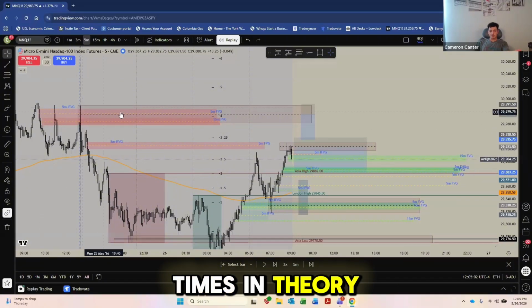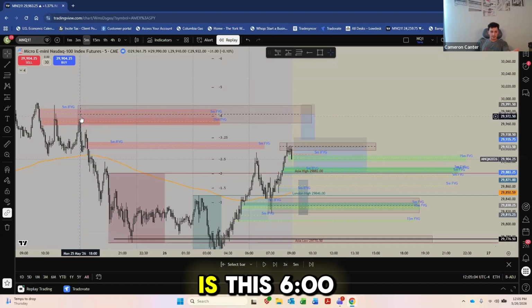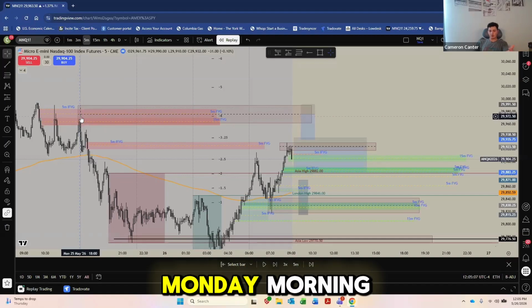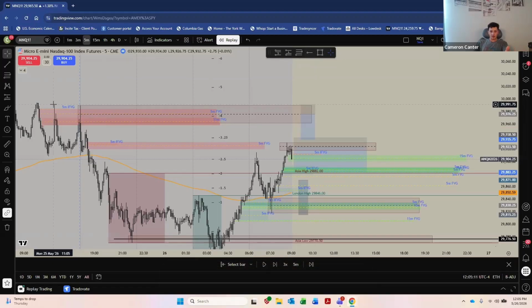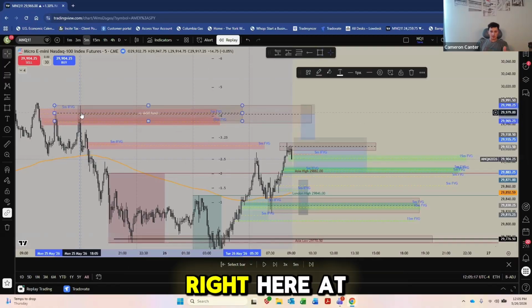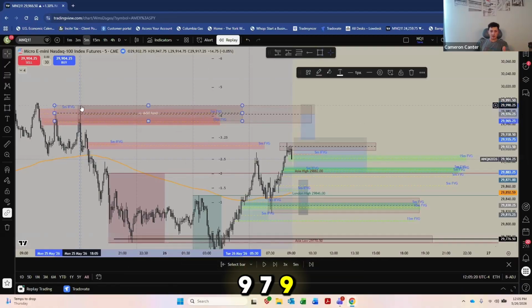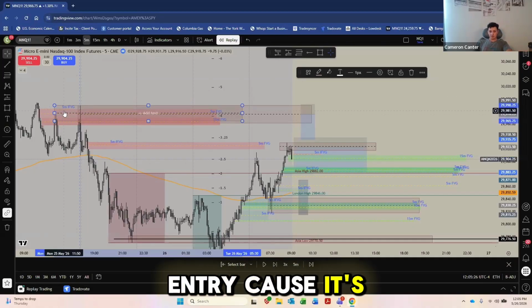This is basically a change in state causing fair value gaps, and we wick into it 2 times. In theory, at what time is this? 6 o'clock Monday morning. You wouldn't enter that trade, but in theory, this is an entry by itself, right? Because this is a rejection block right here. You would have entered right here at, what is this? 979. It wicks up to 990. So 11 points in drawdown.